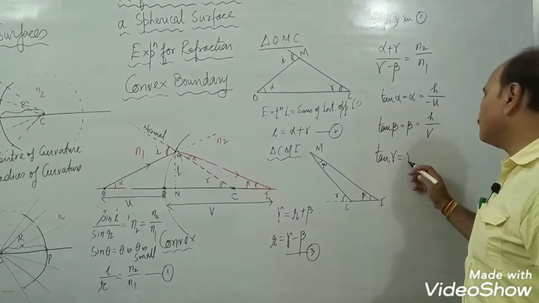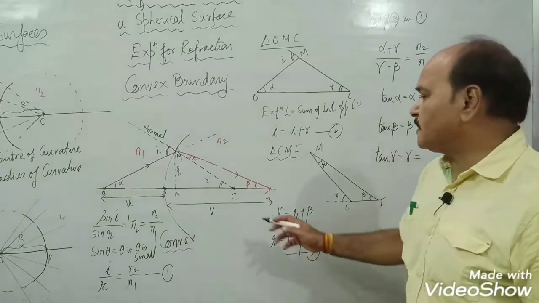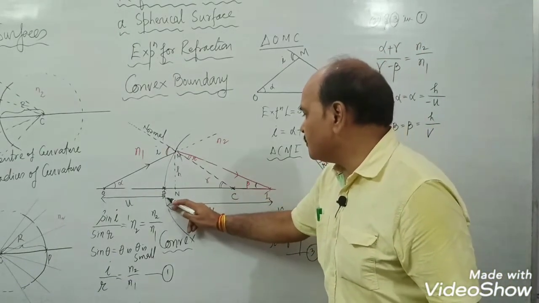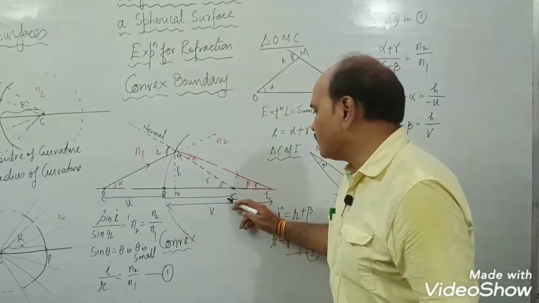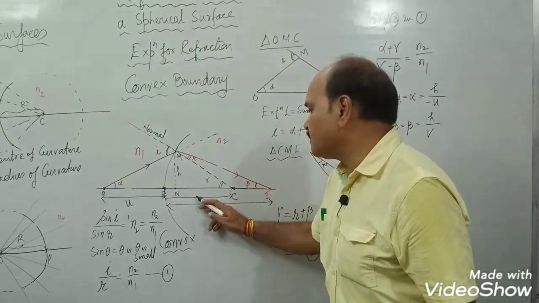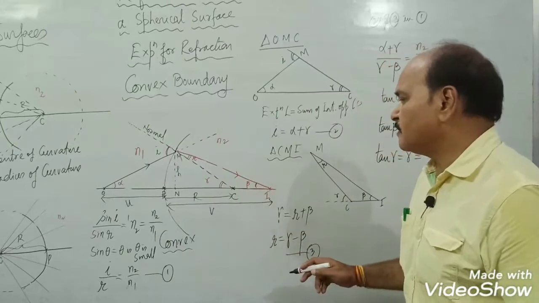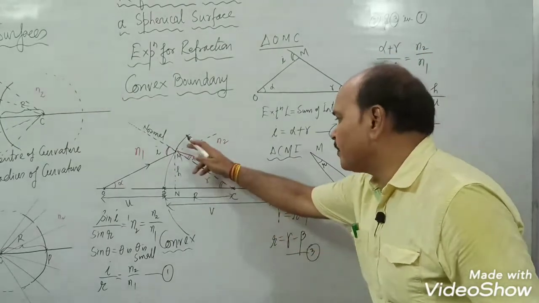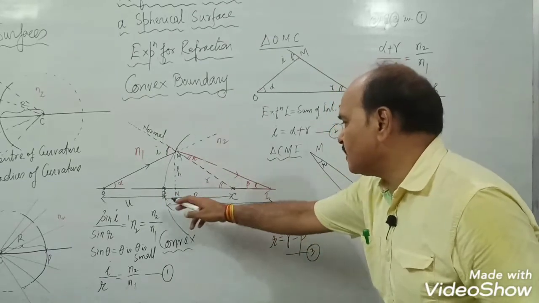Well, tangent of gamma is also going to be equal to gamma. And this tangent of gamma is going to be what? Perpendicular upon base. And what is this base? This base is going to be the distance of center of curvature from optical center, and that is R. So tangent of gamma is gamma, and that is equal to perpendicular upon base. Perpendicular is H, and base is R.